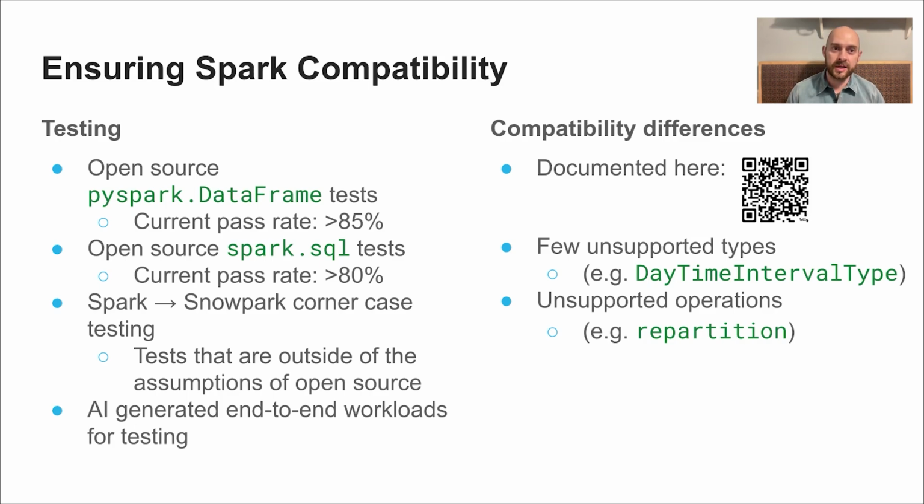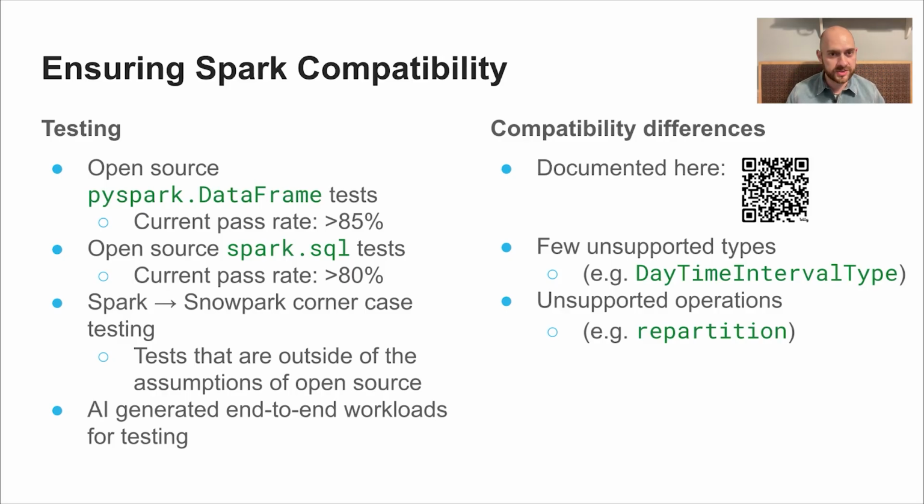Testing here, we basically just took a look at open source Spark tests, and we're effectively using the tests that open source Spark uses for its correctness, and basically going based on that. So our current pass rate is over 85% on PySpark.DataFrame. We are also using all the open source Spark SQL tests, and our current pass rate is over 80%.